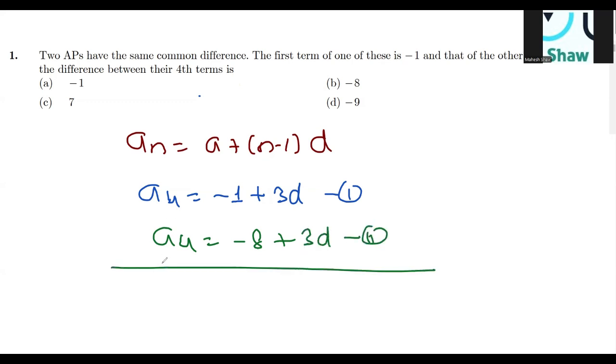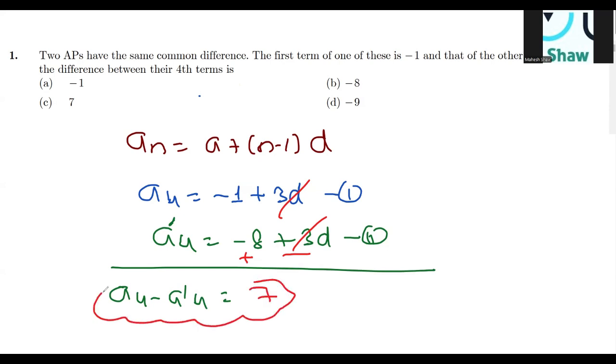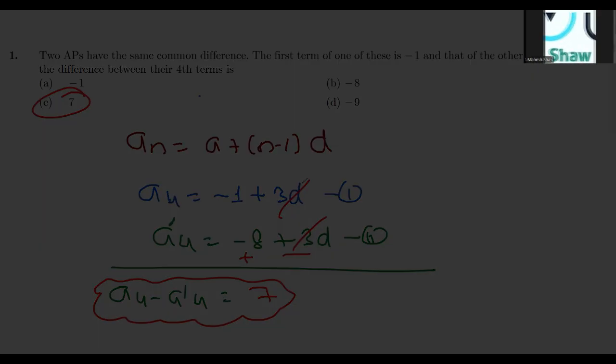So if I find the difference, the difference is going to be subtracting. Subtraction means changing the sign. So what we are getting is minus 1 plus 8, that should be 7. So we'll say 7 is the answer for this. That is option C in this case.